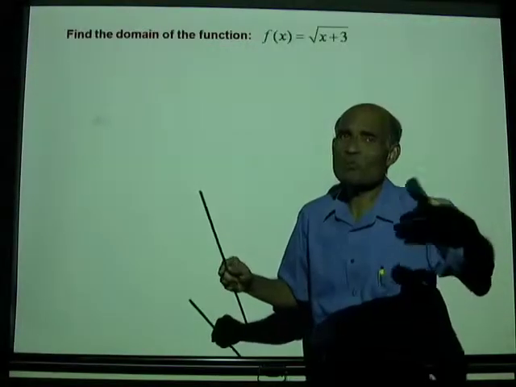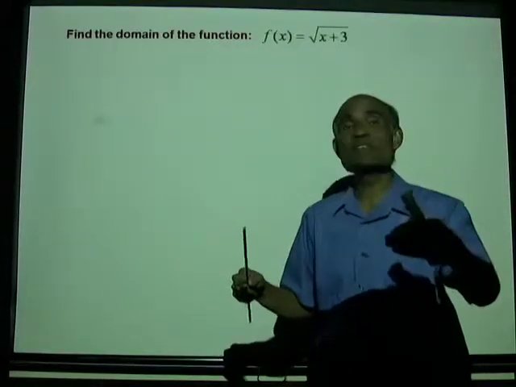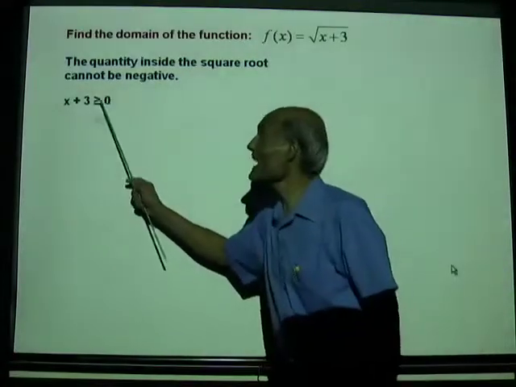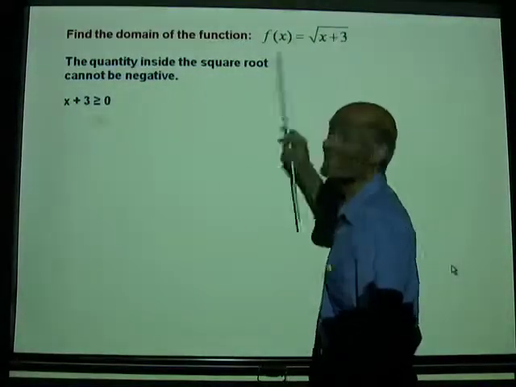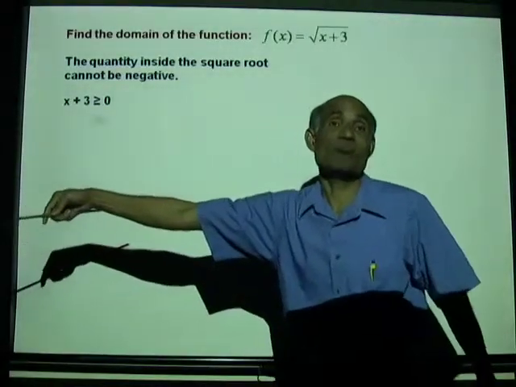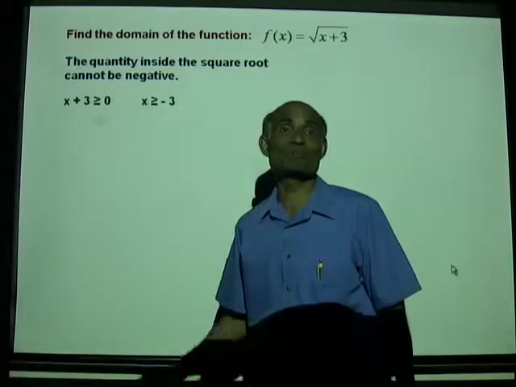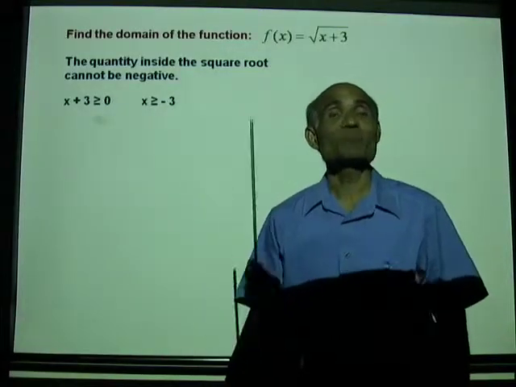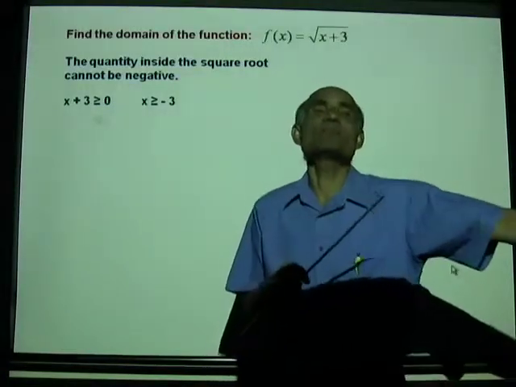How do you say that in a proper mathematical statement? x plus 3 cannot be negative. If it cannot be negative, it has to be greater than 0. So x plus 3 has to be greater than or equal to 0. You see, x plus 3 can be 0, or it has to be something greater than 0. It has to be a positive value. That means if x plus 3 has to be greater than or equal to 0, x has to be greater than or equal to -3. It means no value of x less than -3 can be an input.